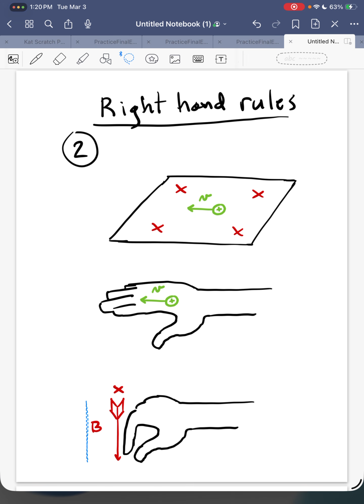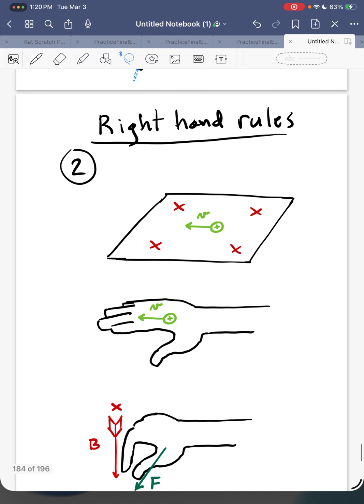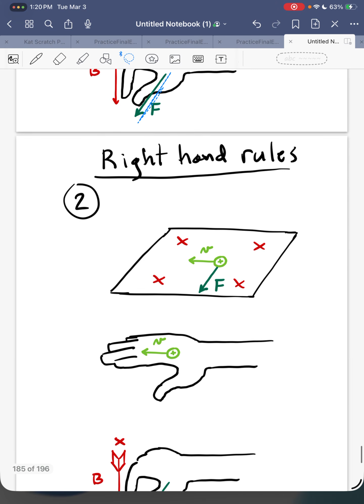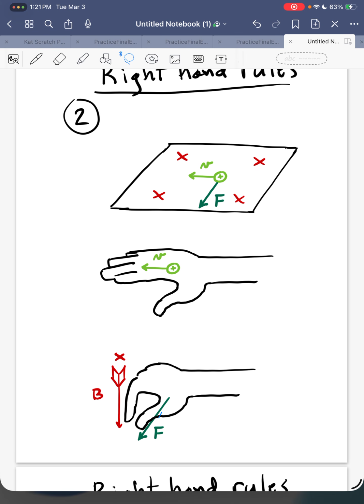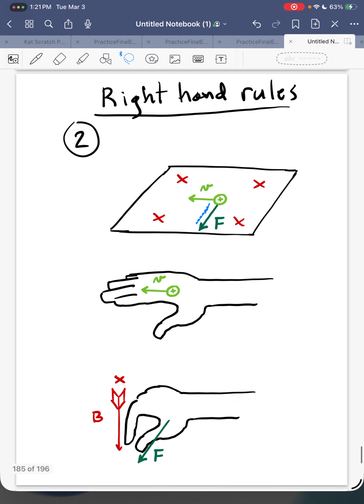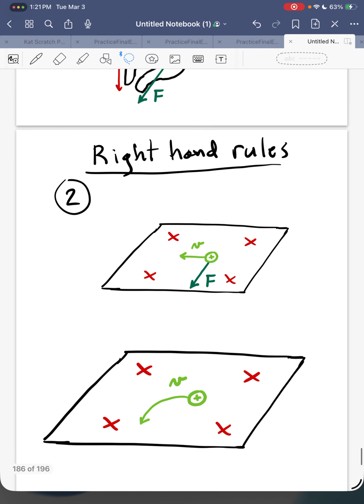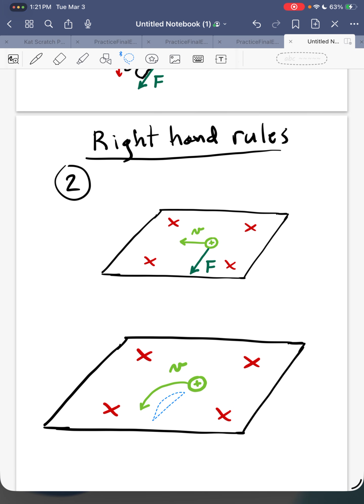I bend my fingers. I take these fingers that were initially extended, and I bend them down in the direction of the B field. Then the thumb is going to give us the direction of the force. So if we do that, qv cross B, we get a force that's coming out like that in the direction of the thumb. Now we can apply that to this particle in the field. So that's the force in that particular direction, and what that's going to do is act on this particle and cause it to move in the direction of the force. So it's going to curve around like that.